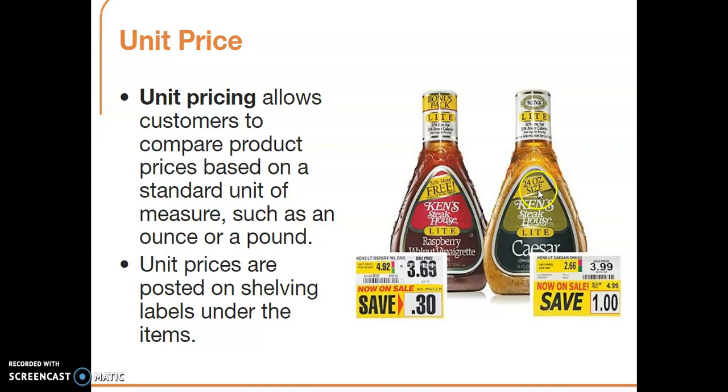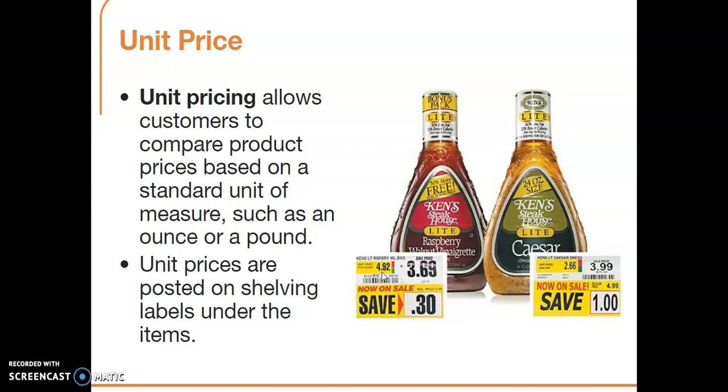So one is going to be more ounces, but it costs $3.99. The unit price is $2.66, where here there's less ounces. The total price is $3.69, but you're paying $4.92 per ounce.